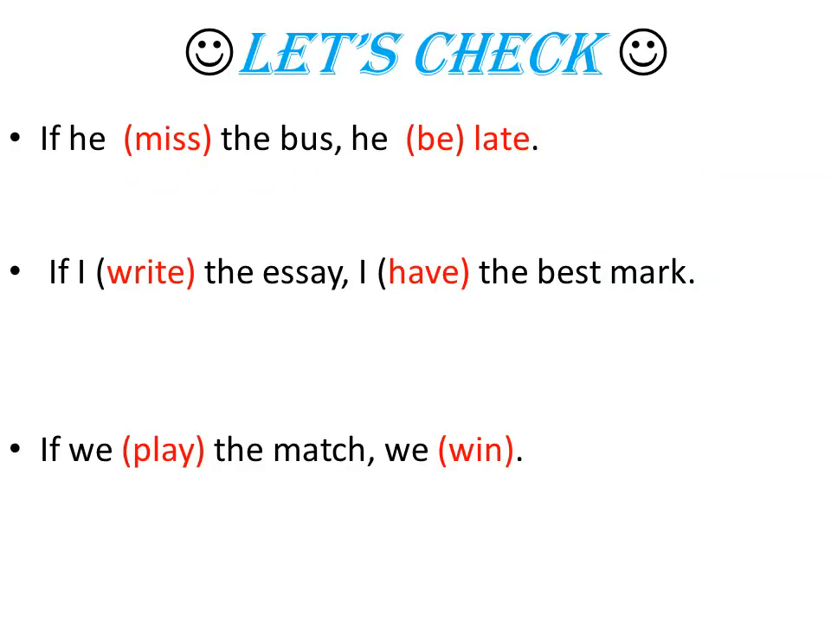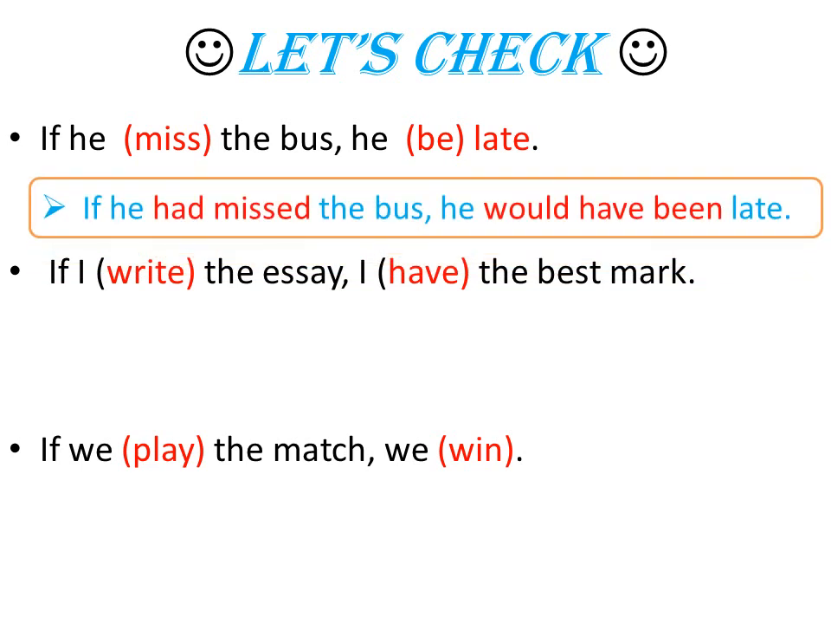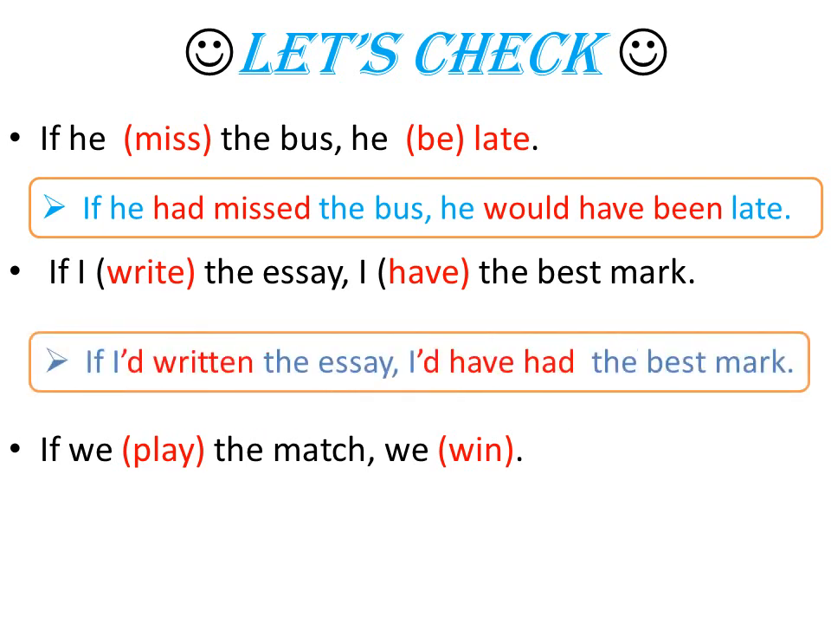Check. If he missed the bus, he'd be late. So we say: if he had missed the bus, he would have been late. Okay, as you can see. If I write the essay, I have the best mark. Now I have a bad mark. If I had written the essay, I would have had the best mark. Now, unfortunately, I hadn't written the essay.